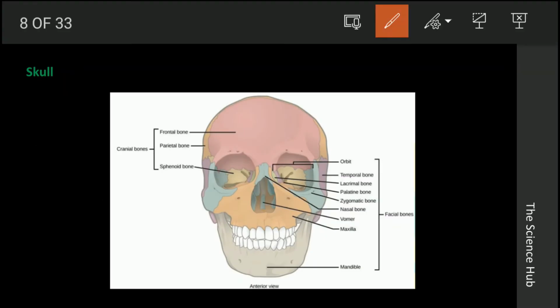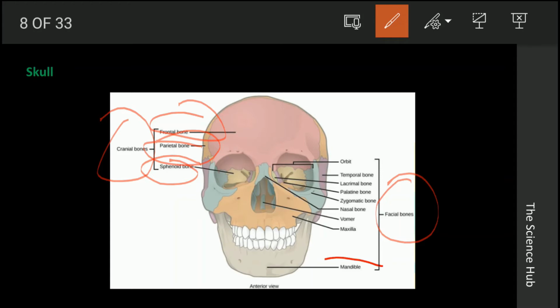Here we can see the cranial bones, which include the frontal and parietal bones, and after the eyeballs, the sphenoid bone. And here on this side we can see the facial bones that consist of the orbit, temporal bone, then laryngeal, palatine, zygomatic bone, nasal bone, vomer, maxilla, and mandible. The mandible is the only bone in our human skull which is movable.